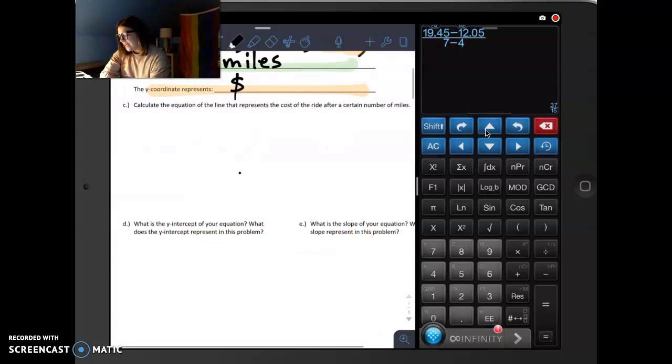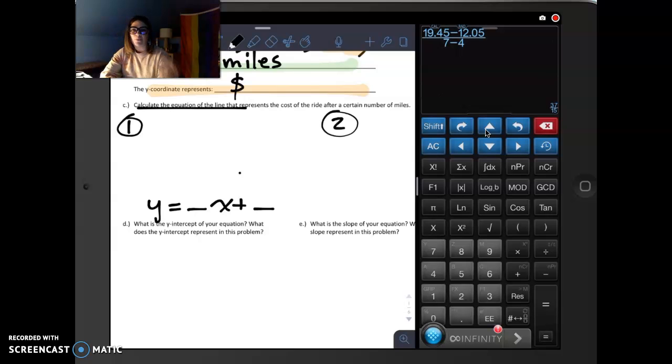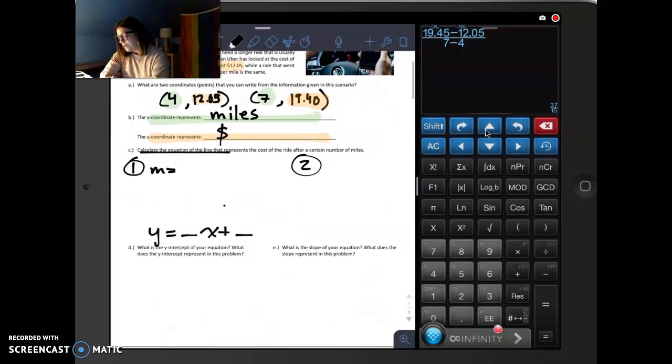All right, so calculate the equation of a line. Again, we're going to set ourselves up for success. We know we have 2 parts to this. We need to find the m, we need to find the b. Let's do it. So the m comes from subtracting the x's on the bottom, subtracting the y's on the top. The y's are 19.40 subtract 12.05. The x's are 7 minus 4.